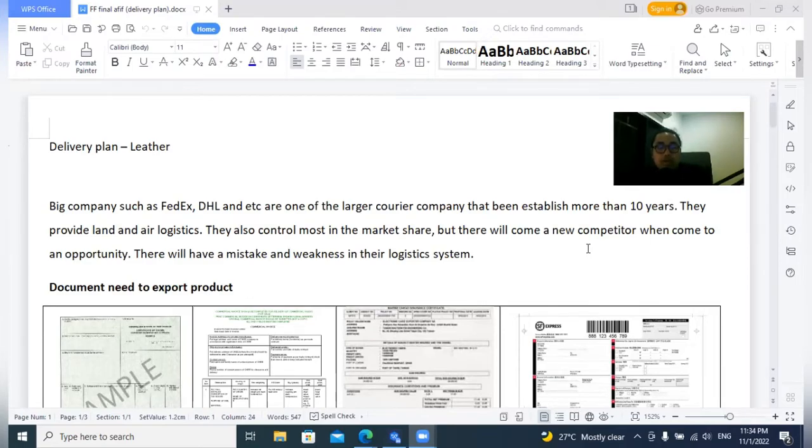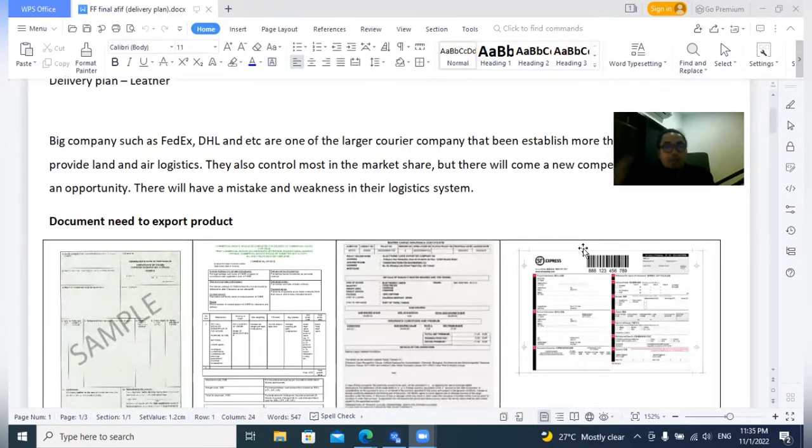As we know, FedEx and DHL control most of the market share, but new competitors will come when there is an opportunity between the big companies and when they make a mistake. So there is always an opportunity for a new company to get involved in the industry.